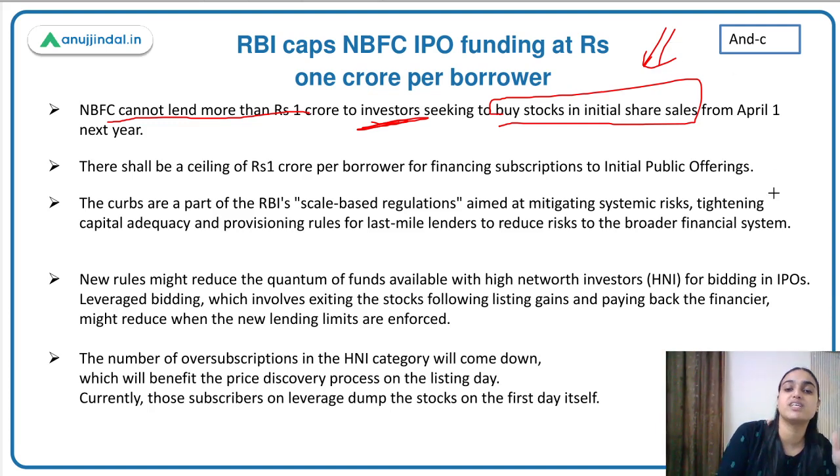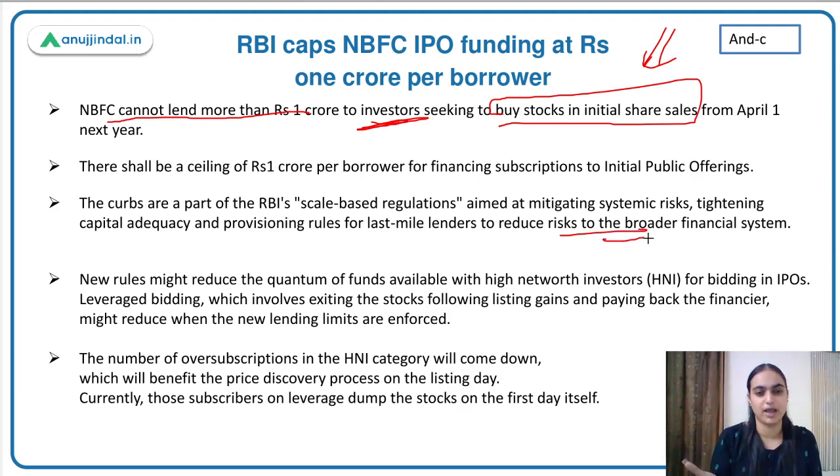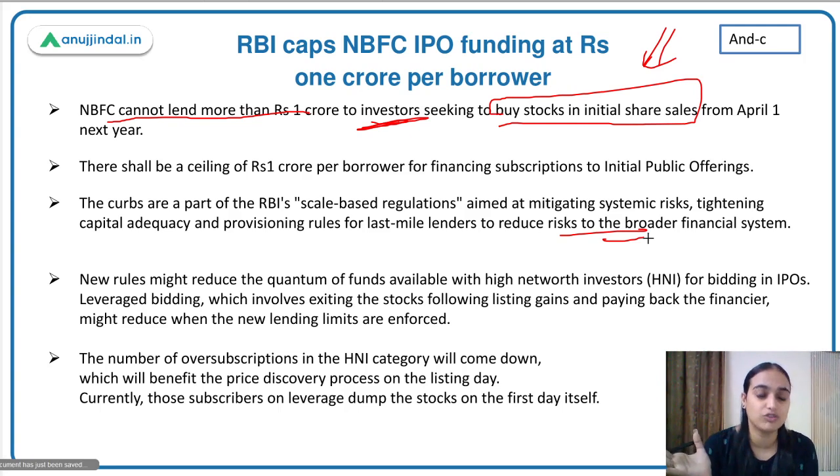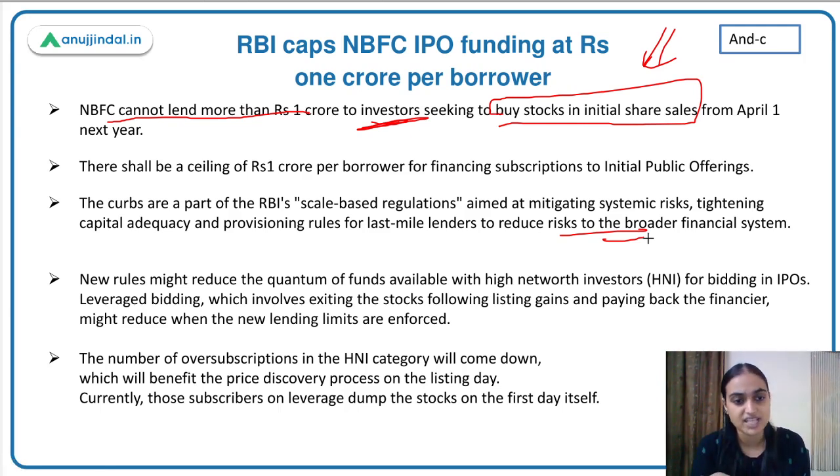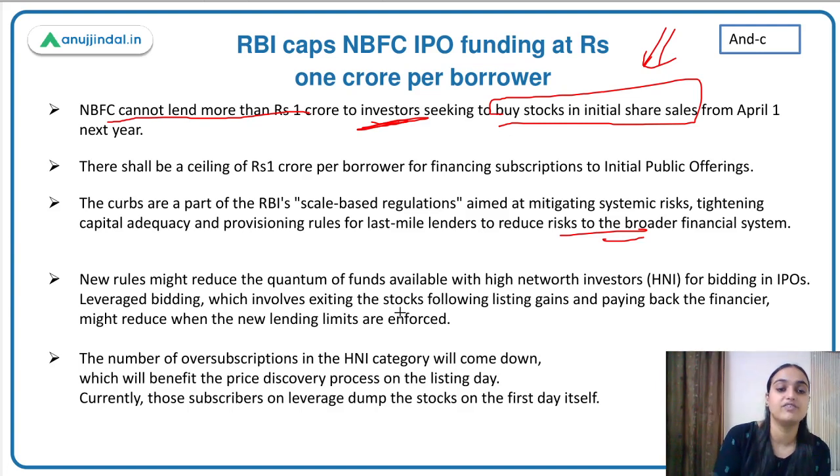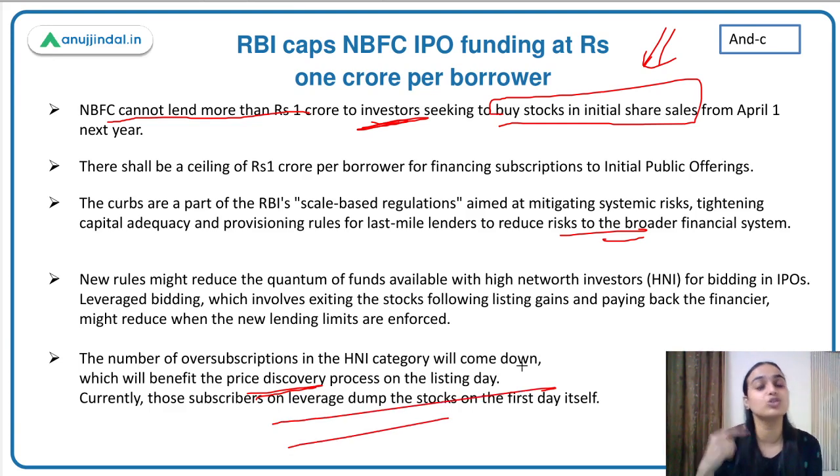This is done to basically deal with the risks in the overall financial system. This will have a major impact. Now, those high net worth investors who used to borrow, they won't be able to borrow this very large amount and subscribe for IPOs. If they are not subscribing that much for the IPOs, oversubscription chances will be less. If less oversubscriptions are there, then it will ensure better price discovery. Because what these investors used to do, they used to borrow the money, buy these IPOs, and the same day dump these stocks. Okay, so now those who actually want to invest, who were otherwise not given a chance or allocated the shares, will be allocated those shares.